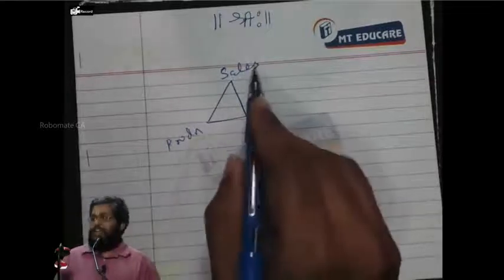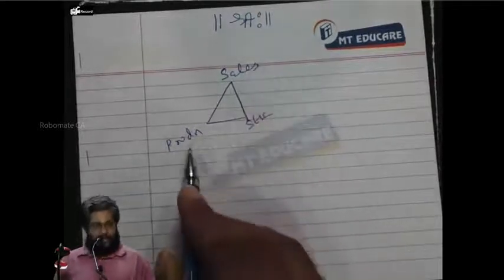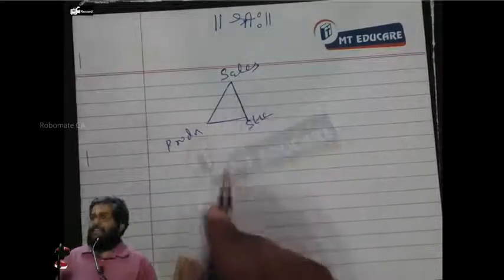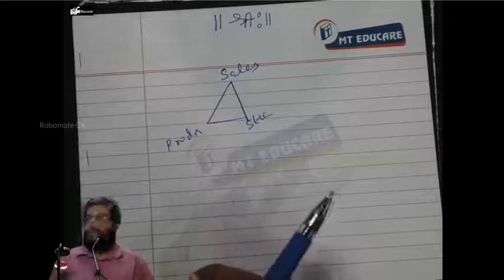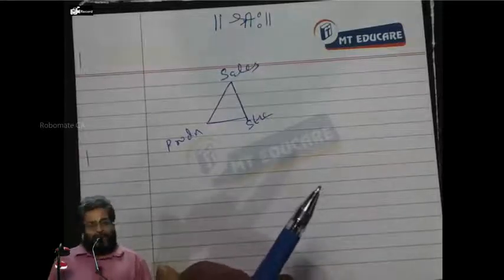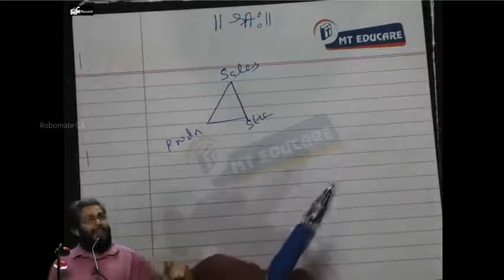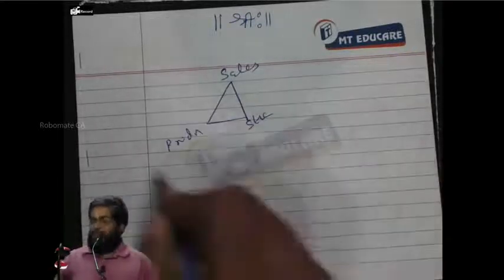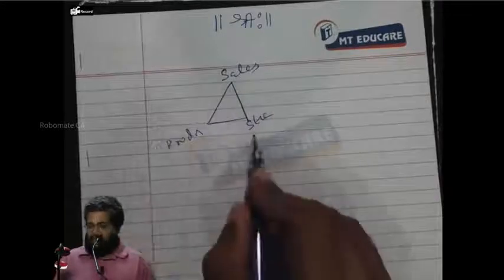If production is more than sales, the stock will increase. Production less than sales, possible? Yes. In that case, I'll be using up the opening stock, so the stock will decrease. And these are the three things: sales, production, and then stock.